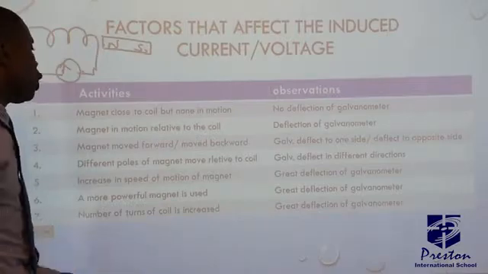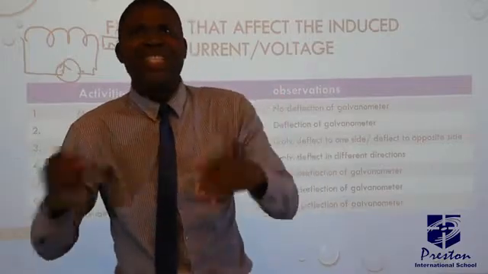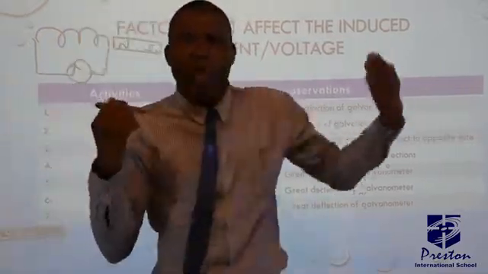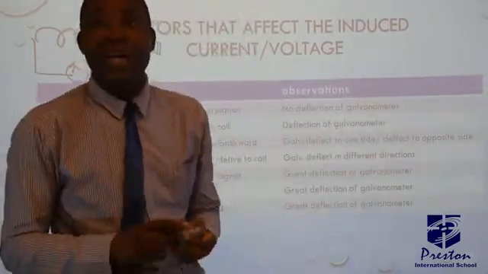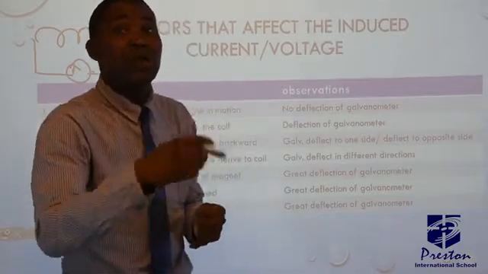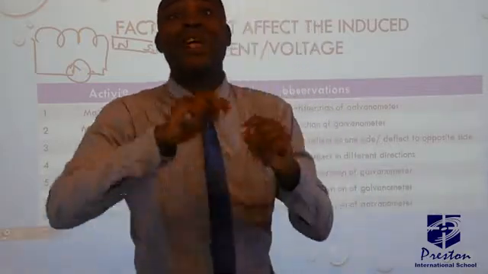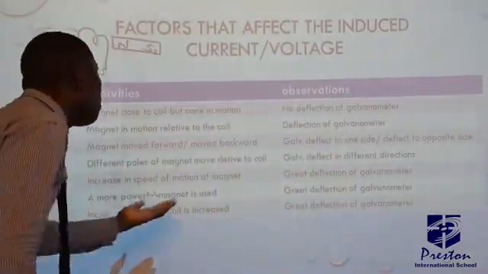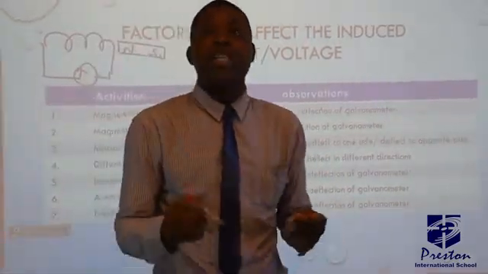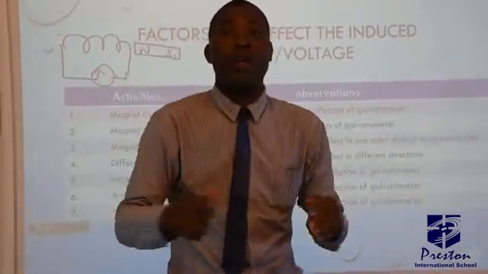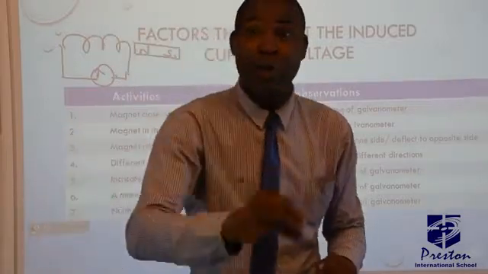Now, increase in the speed of motion of the magnet. You discover that when you move the magnet at great speed, the deflection will be large. Or when you move the conductor, the coil, at great speed near the magnet, the deflection will be large. It tells us that the magnitude of speed determines the magnitude of the induced current. For a deflection to be large, it means that the current induced is also very large. Now, a more powerful magnet: if we remove that magnet and go for a bigger, stronger magnet, we discover that when the magnet comes close to the coil, the deflection will also be large, meaning that induced current increases because the strength of the magnet has been increased.